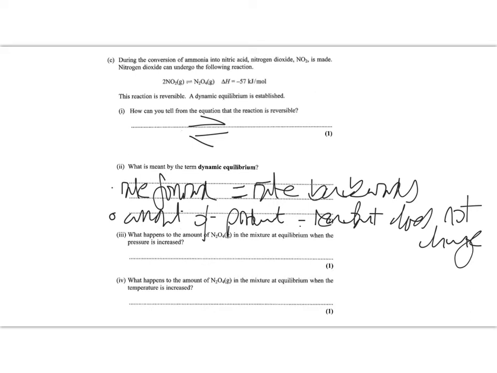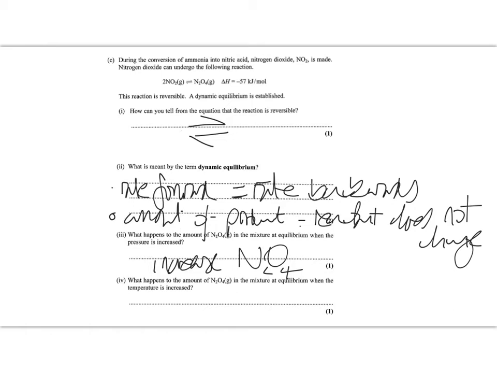Now, when the pressure of an equilibrium is increased, the equilibrium moves to the side of fewer gaseous molecules. Now, in this reaction here, we've got 2 gaseous molecules on the left and only 1 on the right hand side. So if we increase the pressure, the equilibrium moves to the right, and therefore you increase the amount of N2O4.